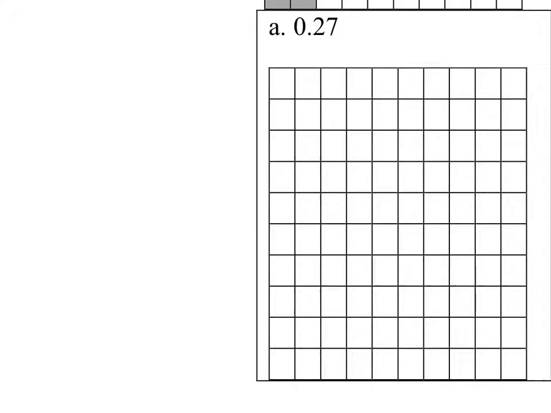So 0.27, if we change this into a fraction, this would be 27, and the place value of the 7 is hundredths. Bam. This is good because our grid is already in hundredths, so all we need to do is shade this thing in. How many of these would we shade in? 27. So I got this row right here.